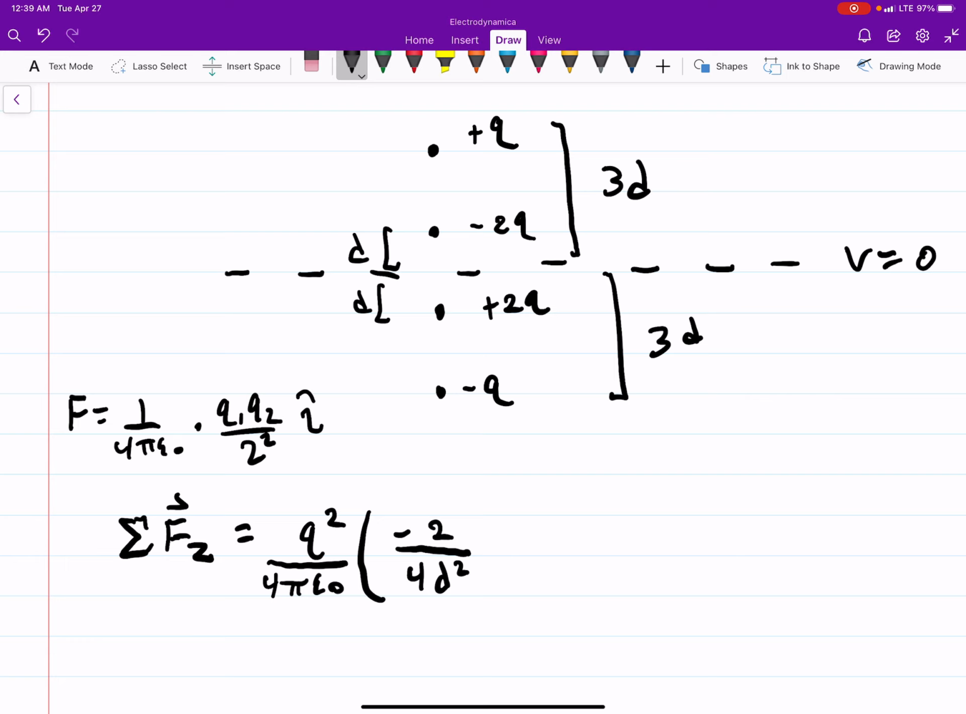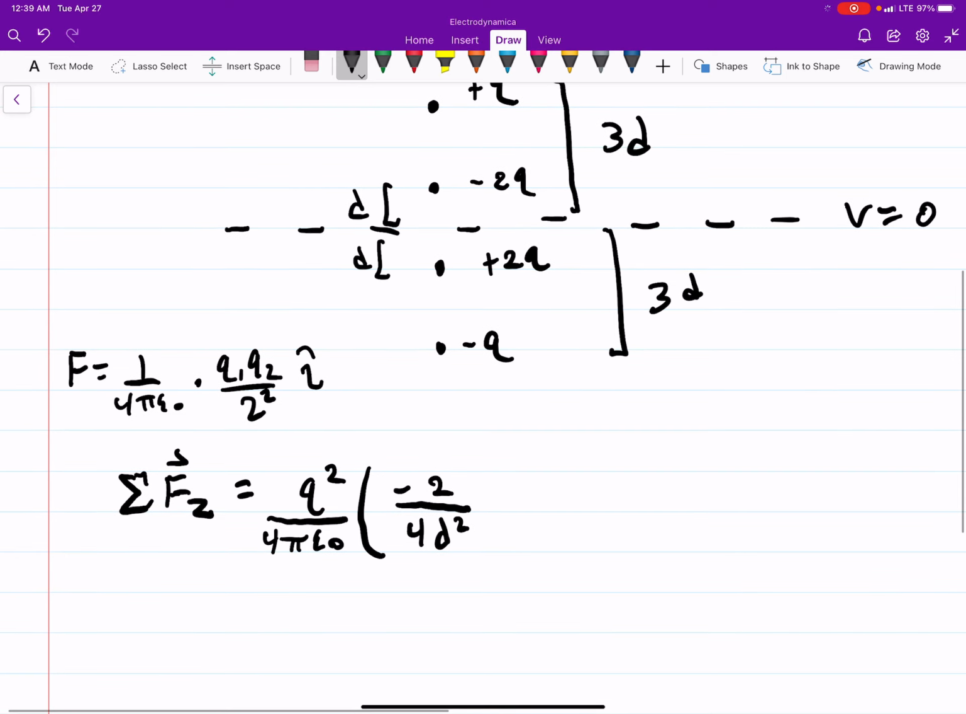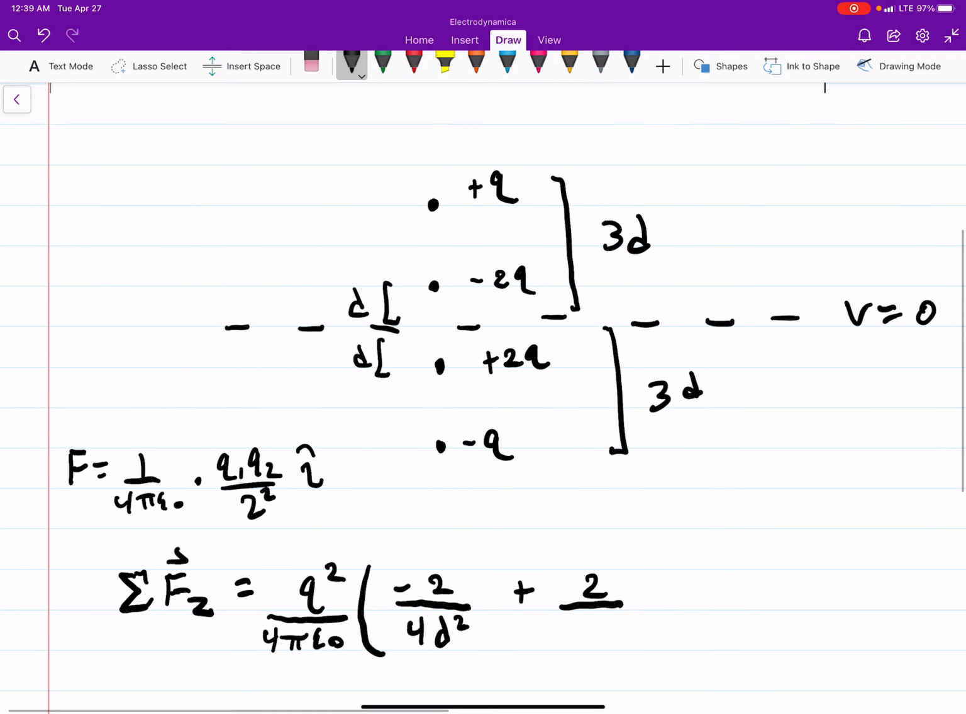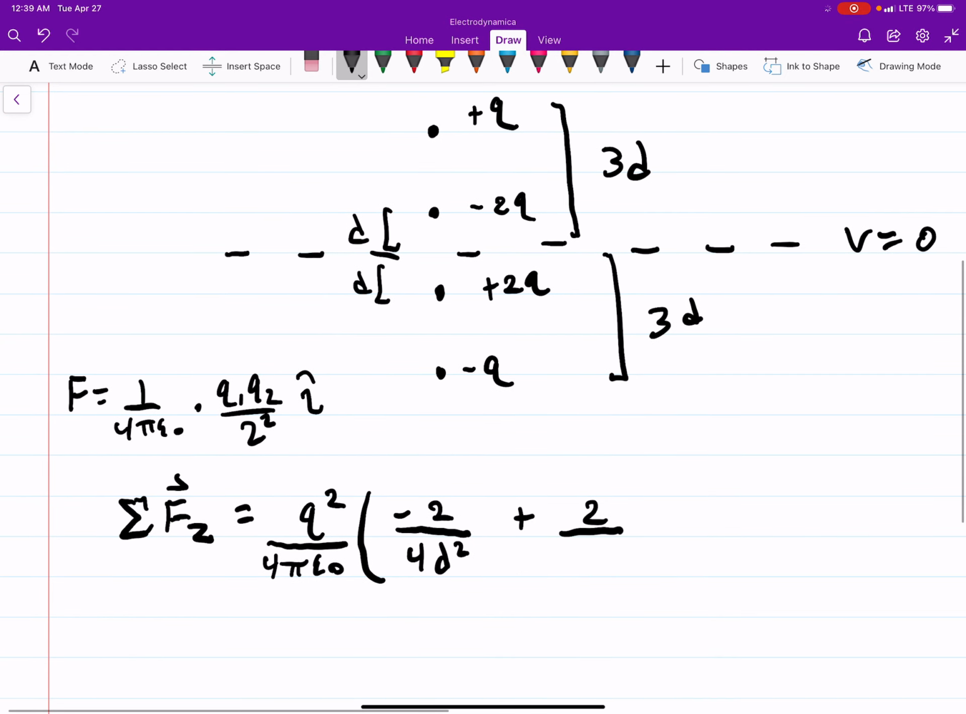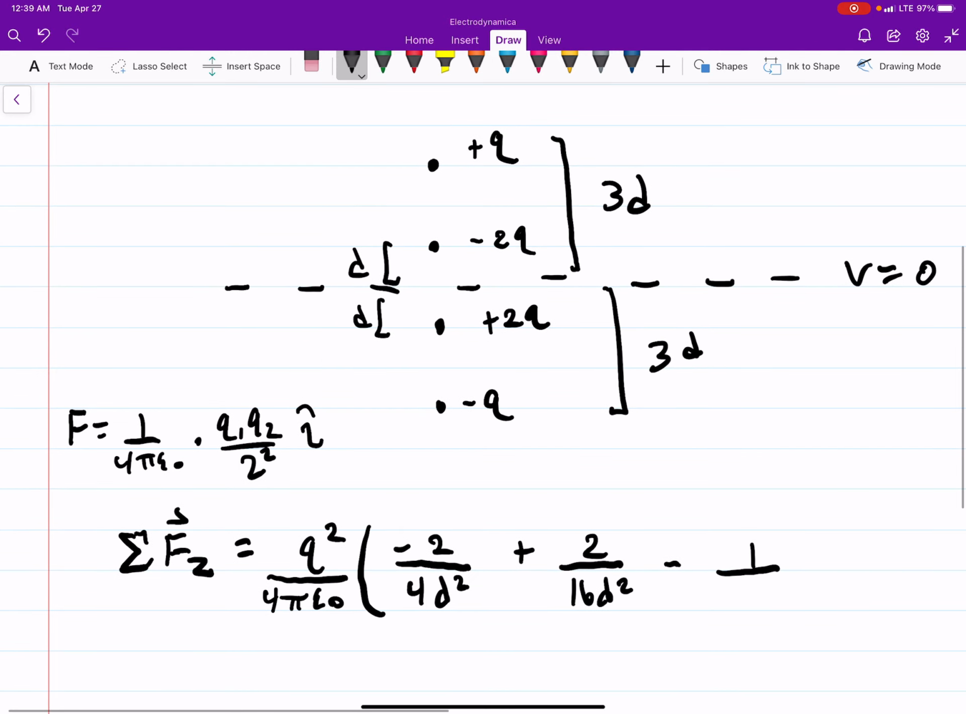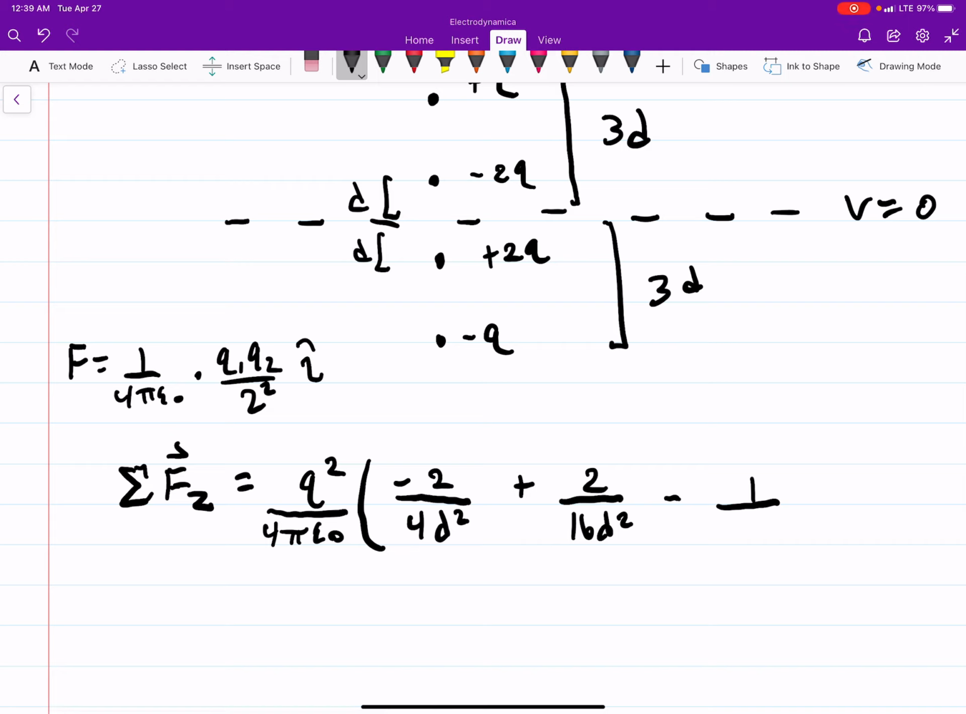Now for the other charge, that's going to be plus 2 over, now that's actually going to be 4D away, because it's 3D from the actual potential 0, and then a D below that. And 4D squared is 16D squared. And for the very bottom charge, that's going to be minus 1 over, so that's 3D, that's 6D. Or I'm sorry, 6D, and 6D squared is 36D squared.